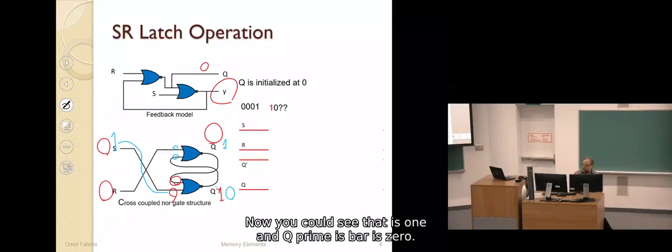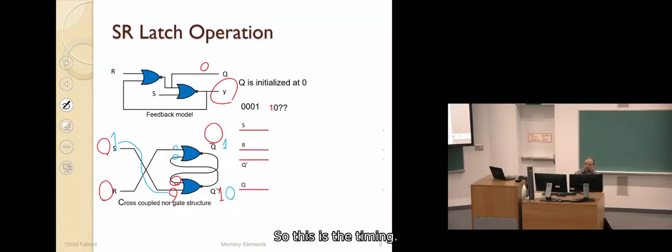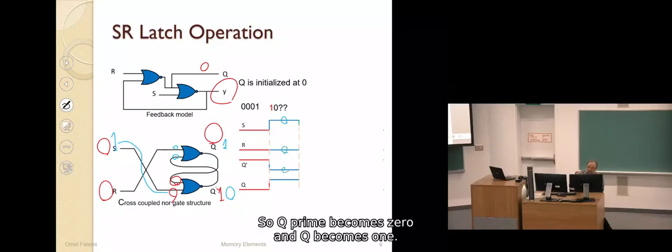Okay? Now you could see that Q is 1 and Q bar is 0. Okay? So this is the timing. So S became 1, R is still 0, so Q prime becomes 0 and Q becomes 1.